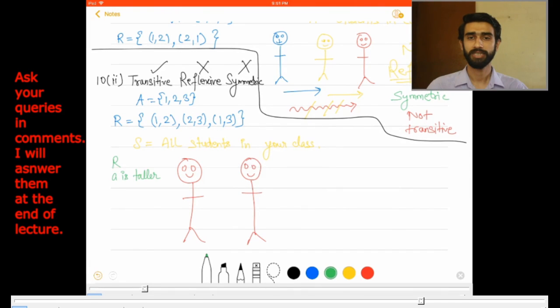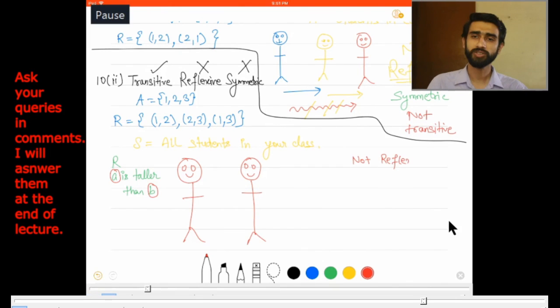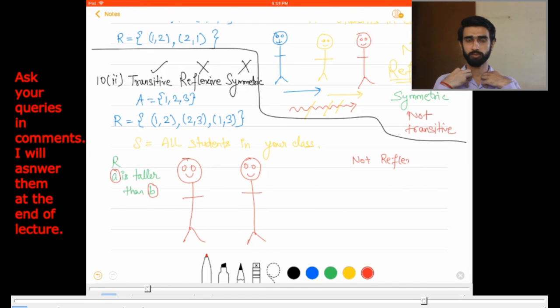Now, my relation is A is taller than B. One should be taller than the second, then I will say they are related to each other. Now, can you say I am taller than myself? No. No one is taller than himself or herself. So this relation, A is taller than B, can't be satisfied for a person with itself. So they are not reflexive.